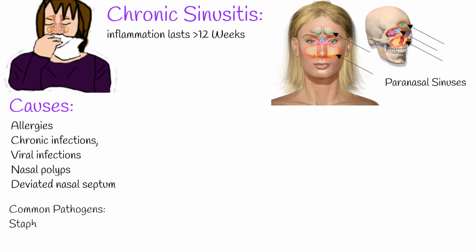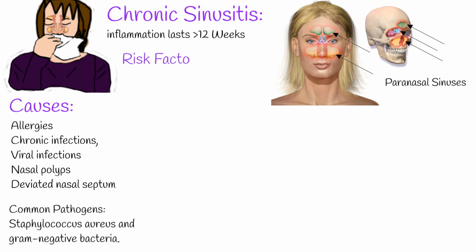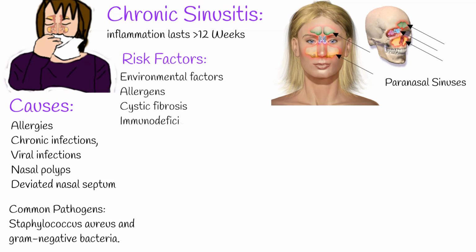The most common pathogens during chronic bacterial sinusitis are Staphylococcus aureus and gram-negative bacteria. Risk factors for chronic sinusitis can be environmental factors, such as dust, mold, tobacco smoke, and air pollution. Diseases such as cystic fibrosis or immunodeficiency conditions. Chronic sinusitis often coexists with allergic rhinitis and asthma.